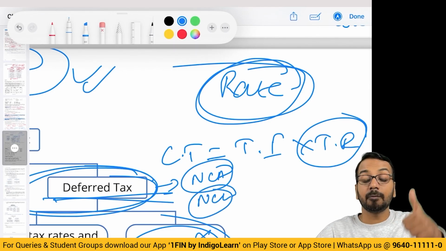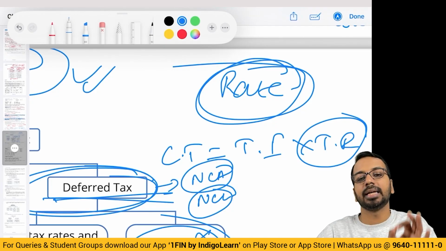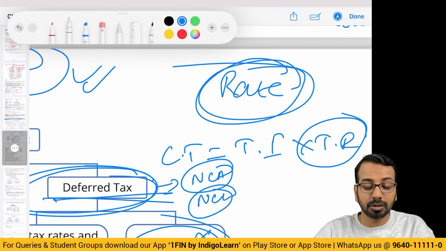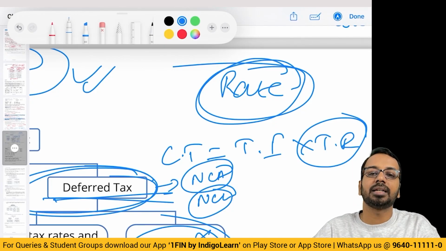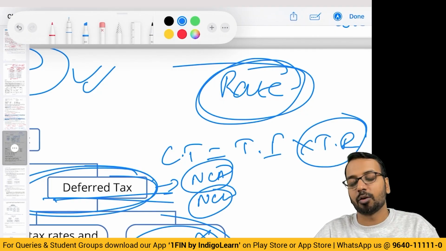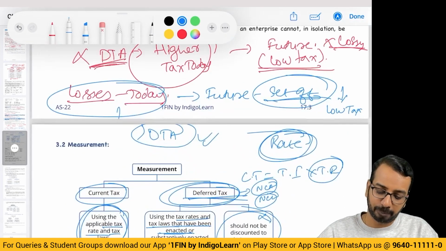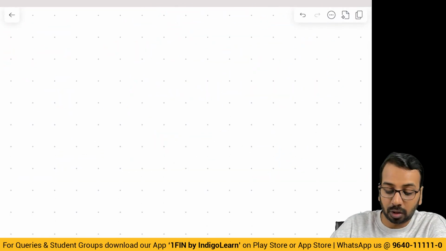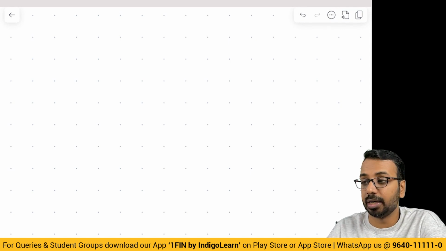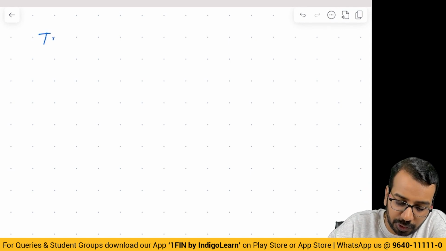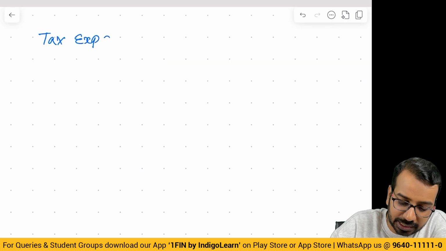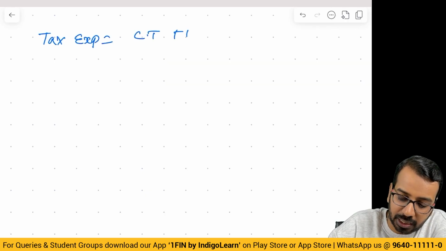So the rate to be considered: for current tax, the rate already enacted; for deferred taxation, the rate which has been substantively enacted. Only technical formalities are pending. Now, if a question comes on passing journal entries in the examination, we know tax expense is equal to current tax plus deferred tax liability minus deferred tax asset.